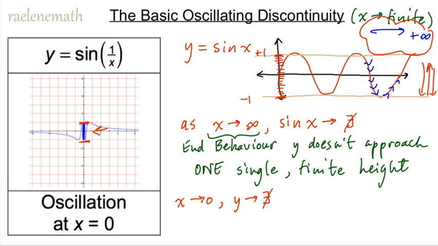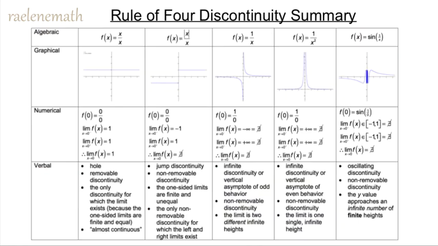To understand the relationship between the oscillating end behavior as x approaches infinity on the sin x graph and the oscillating discontinuity as x approaches 0 on the sin 1 over x graph, check out the inside-out reciprocal transformation video. To summarize the 5 basic discontinuities, here's a rule of 4 overview, and you can take a screen snapshot of this and read it at your leisure. We look at the functions using an algebraic, a graphical, a numerical, and a verbal approach.